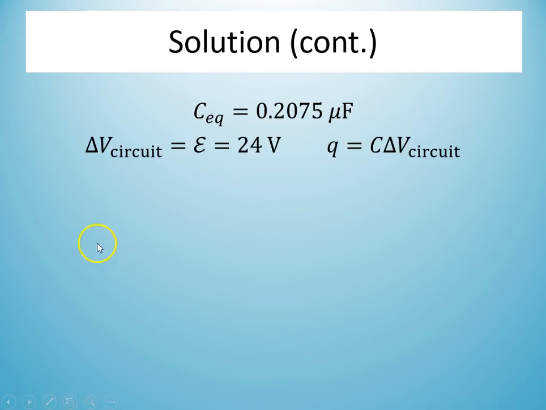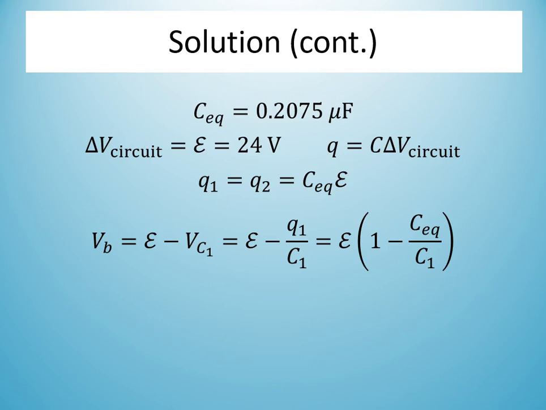And since the difference in voltage for the whole circuit is 24 volts, that's also going to be the voltage drop across the two capacitors. That's going to allow us to figure out the charge on each capacitor. So I'm not even going to bother calculating that at this point. I don't need to. In other words, my potential at point B is equal to my battery's voltage minus the voltage drop across that first capacitor.